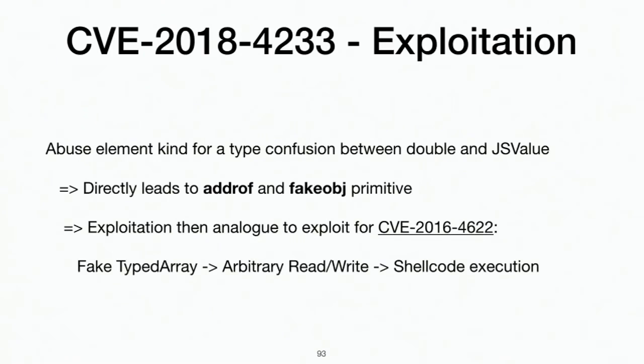So for this, we can just use the same trick that I showed previously with the array confusion stuff and confuse doubles and JavaScript values. From there, we get these two primitives, addrof and fakeobj, that I already used 2 years ago for another exploit, basically. You can read up later if you're interested here. And from there, it's really easy, or it used to be really easy. It's basically fake a typed array as you get arbitrary read write that way, and then you can just run shellcode, basically.